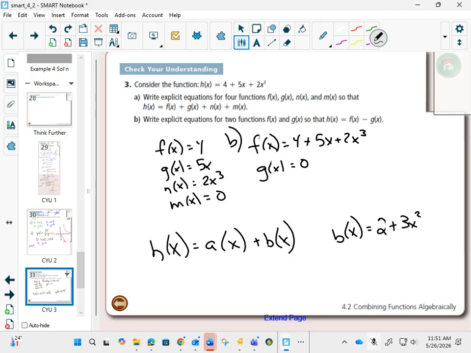Still pretty easy. A of x would have another 2, right? It would have the 5x. It would have to have a negative 3x squared to cancel this one out. And then it would still have to have the plus 2x cubed. Wouldn't be super hard, but actually a better question because there's only one right answer, whereas the first one, you could have multiple answers that would work out.